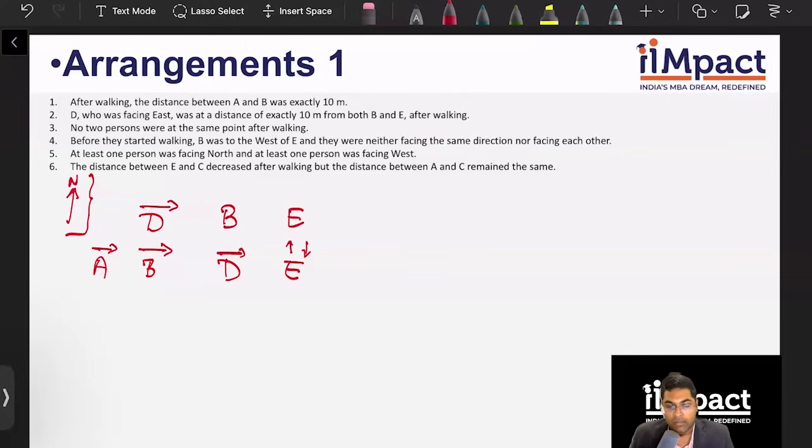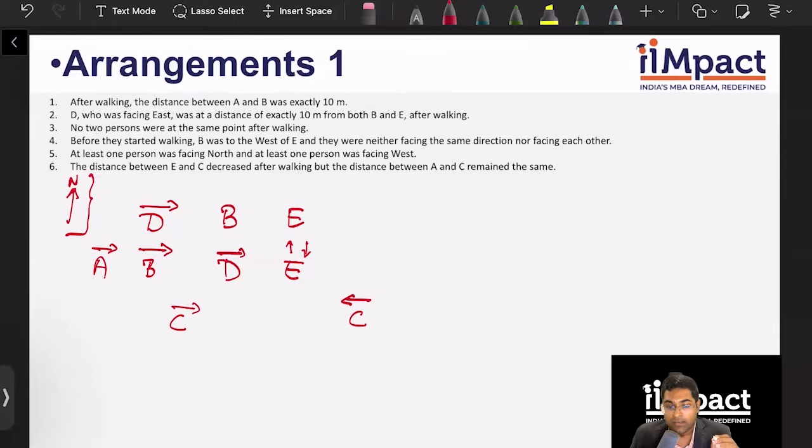All right. And now if I look at clue number 6, which is the only clue talking about the person C, the distance between E and C decreased. Now, guys, if E is moving either north or south, the only way the distance can decrease, realistically speaking, is if C moves towards E. Is that correct? That's the only possibility. C has to move towards E in order to decrease the distance. So either C can move towards east from this side or towards west from this side. That's the two cases I have.